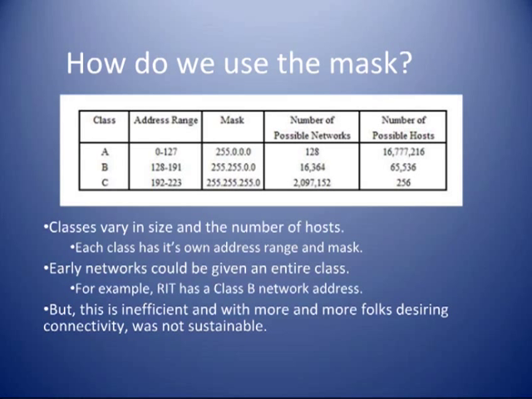Okay, so classes vary in size and the number of hosts on each particular network, and each class has its own natural mask. RIT here has a Class B network, so we would fall in the second category there, and our address actually begins with 129 here. But again, this is really inflexible and not very efficient in terms of addressing. The easy example is if you have a small network or a small business that you wish to start, you have 10 computers, the only way to manage that under this system is to give you an entire Class C network. So you have 10 addresses that you actually need, you get 256, and so that's a lot of waste.